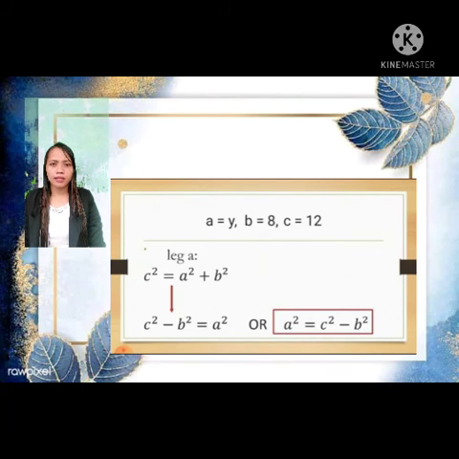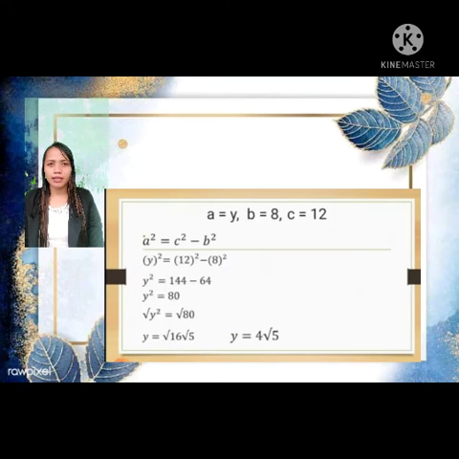c squared equals a squared plus b squared. We derive the formula c squared minus b squared equals a squared, or a squared equals c squared minus b squared, given that we need to isolate the variable a to get the value for a. So after that, we use this formula and then plug in the values of a, b, and c. So we get y squared equals 12 squared minus 8 squared.